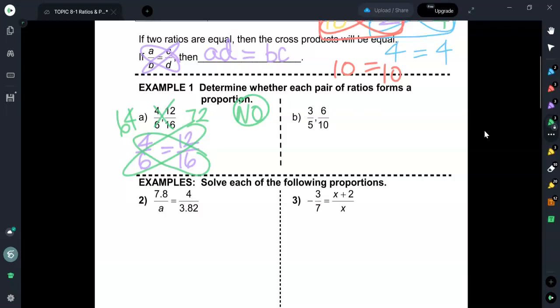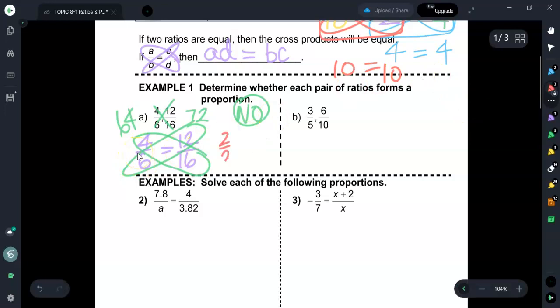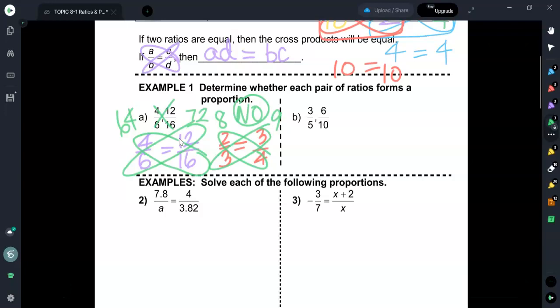If you want to see how the reducing works, let's reduce these. 4 over 6 I can reduce to 2 over 3, right? And 12 over 16 can reduce to 3 over 4. You should be able to tell that that's as far as you can reduce these. They're irreducible fractions. But if I cross multiply them, I'm going to get the same result. 3 times 3 is 9, and 2 times 4 is 8. They are not equal. So if you want to reduce them first, you can. Sometimes when you reduce them first, you actually don't have to cross multiply.